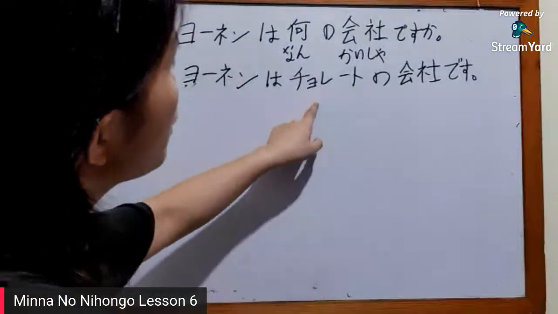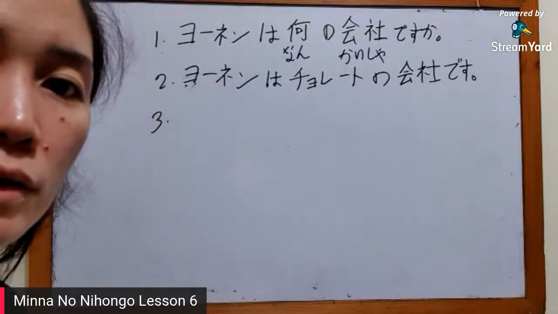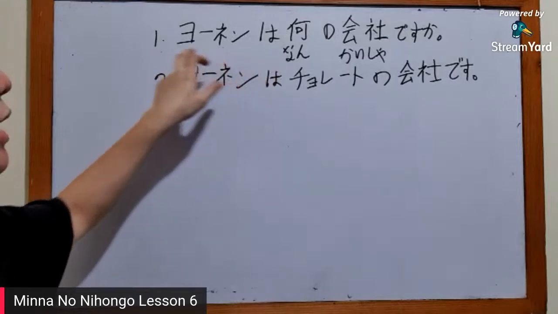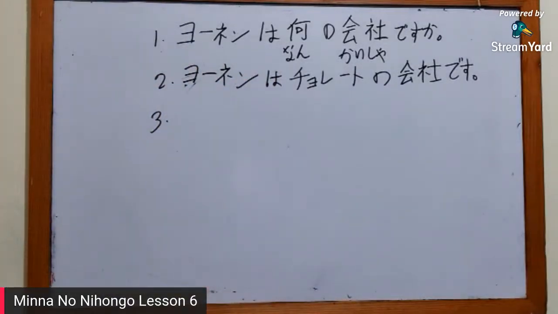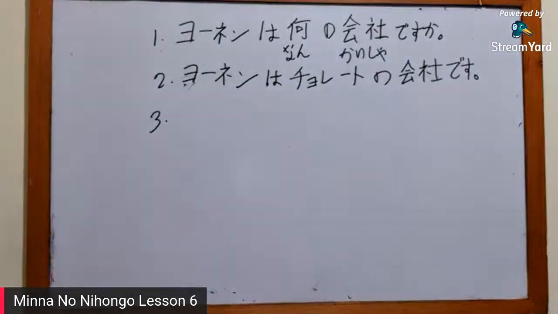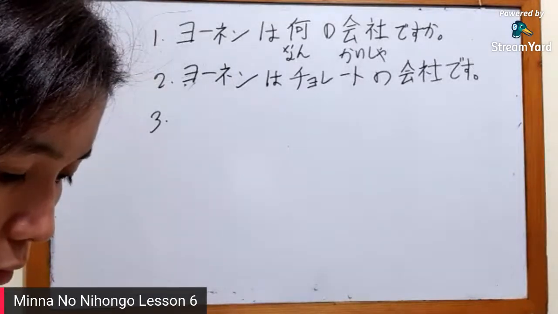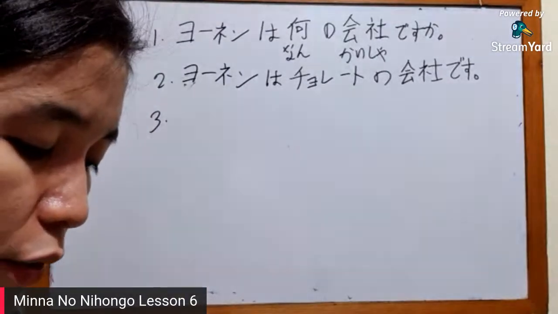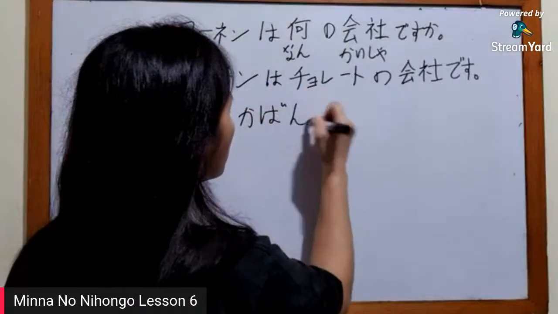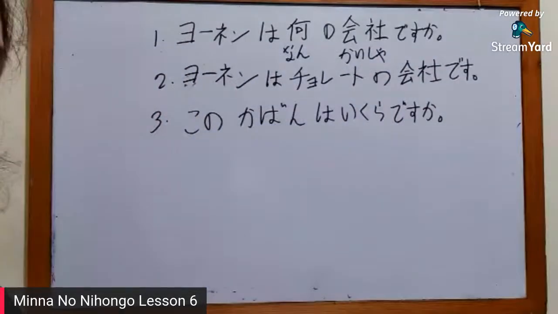Yonen wa choreto no kaisha desu. Since this is written in katakana, it's a foreign word. For example, Microsoft, things like that. What kind of company is it? So, number 3. Kono kaban wa ikura desu ka?